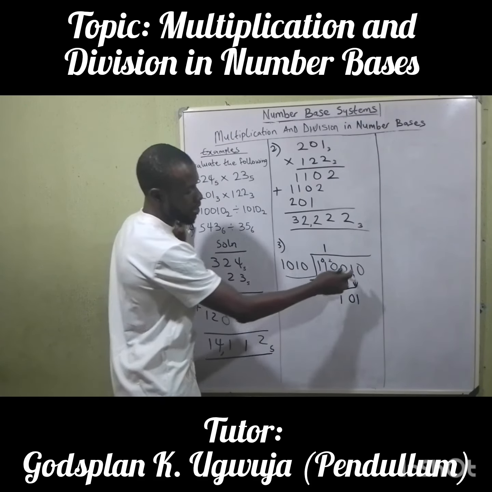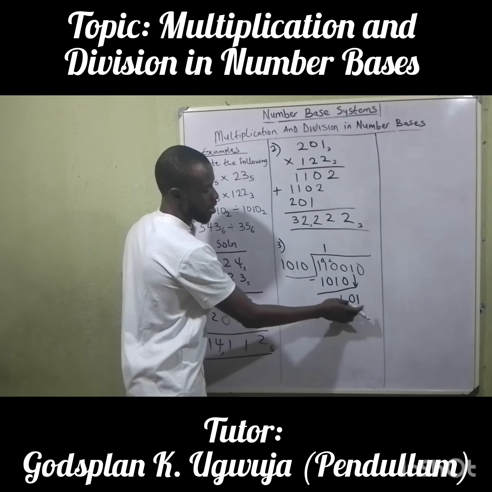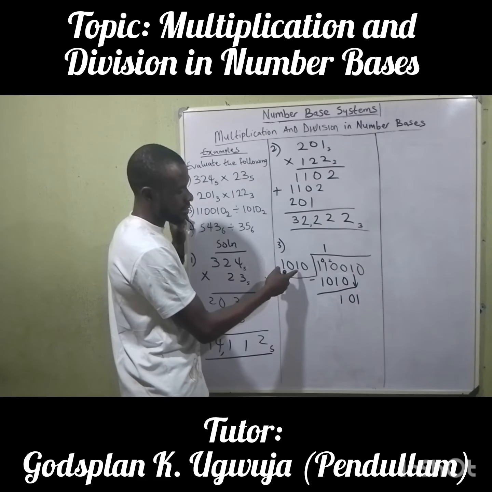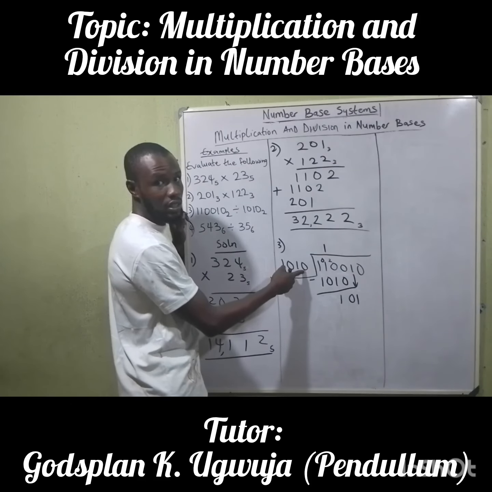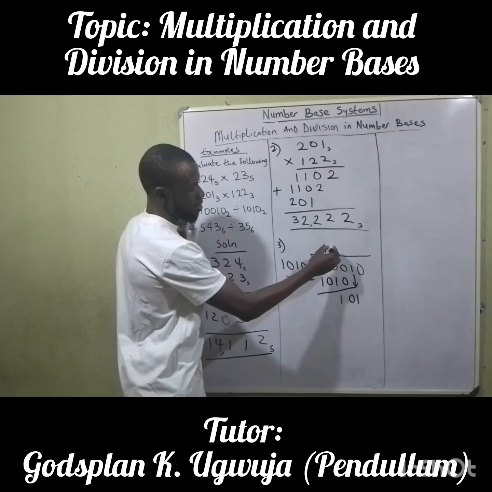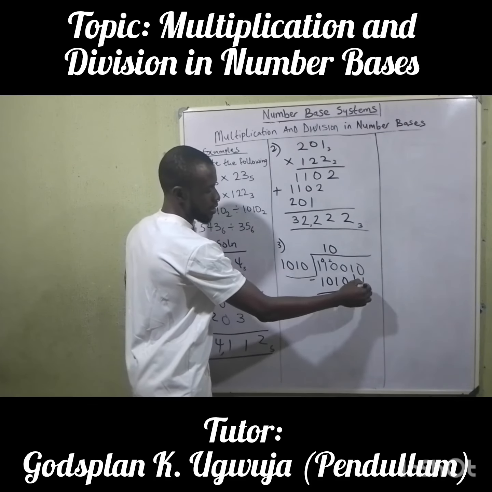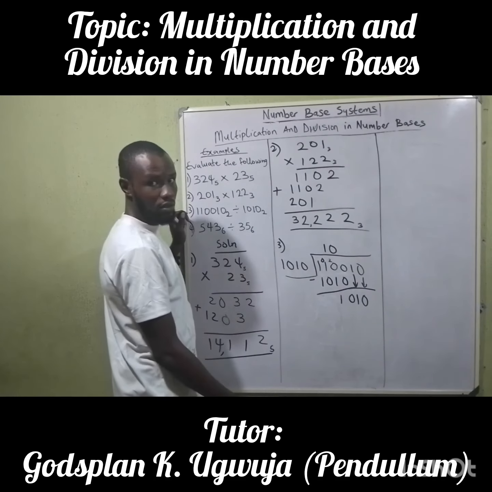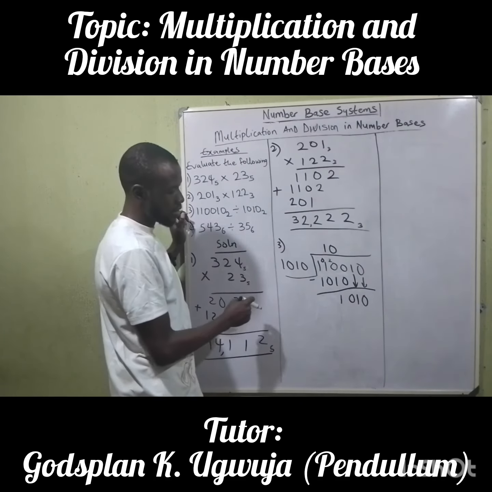Okay, we bring down this one and we have 101. Now 1100 cannot divide 101. So we add 0 here and bring down the second one. Okay, see what I did?